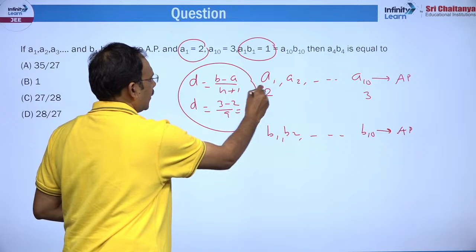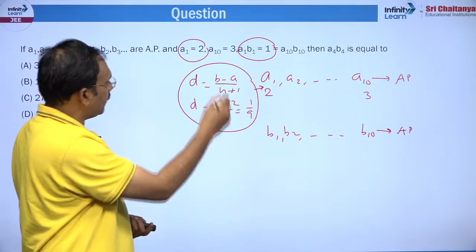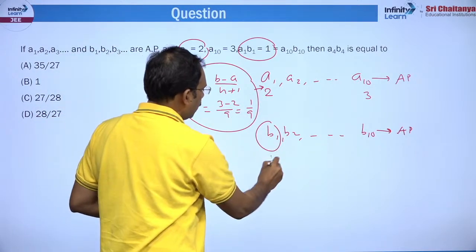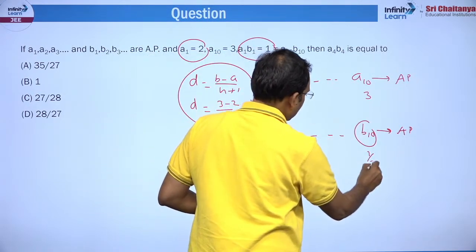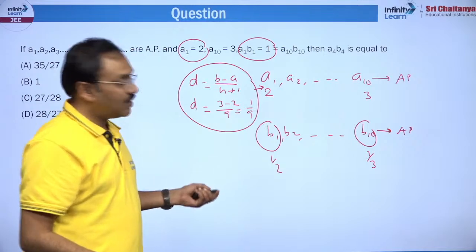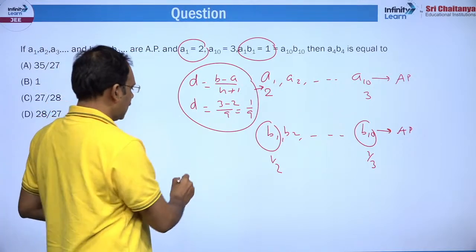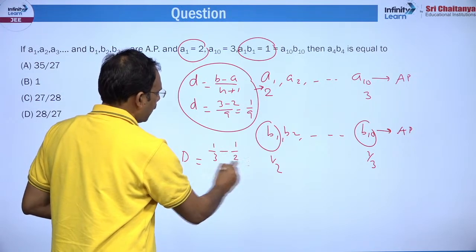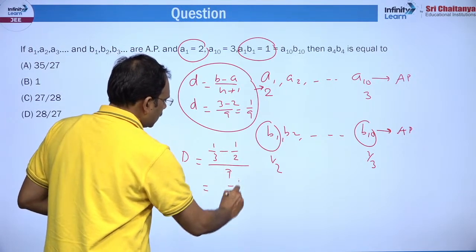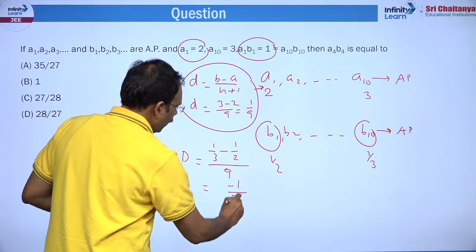Okay. This is for this. Since B1 is 1, A1 is going to be 1 by 2 and B10 is going to be 1 by 3. Between 1 by 2 and 1 by 3, 8 arithmetic means are inserted. Here the common difference is (B minus A) by (n plus 1), which is minus 1 by 54.